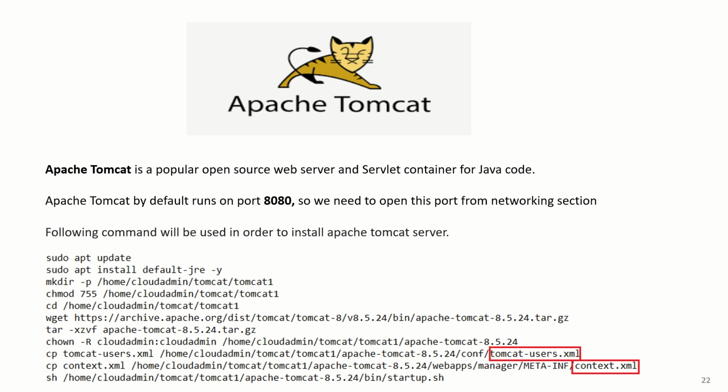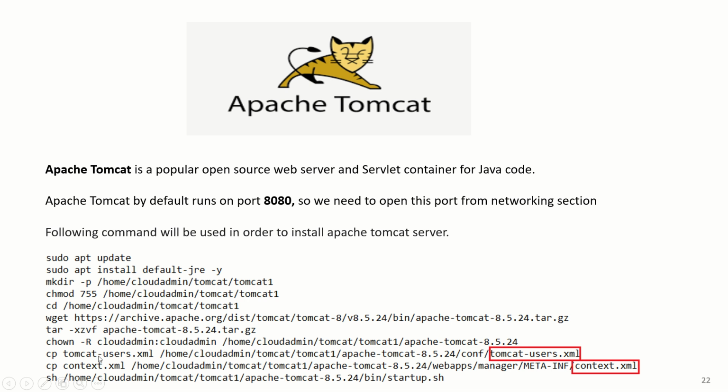In order to install Apache Tomcat, there are certain Linux commands we need to run. We run sudo apt update, then install Java as a prerequisite, create certain directories, and change certain permissions. Then we download the installer, untar this tar package, and change the ownership of this particular folder.